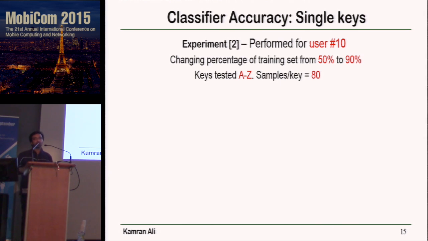The second experiment was performed only for user 10. We studied the impact of increasing the percentage of training in that set from 50 to 90% by increasing the folds in the cross-validation process of Y key.